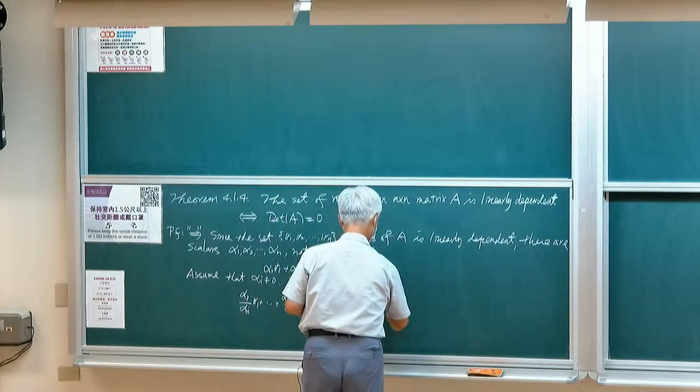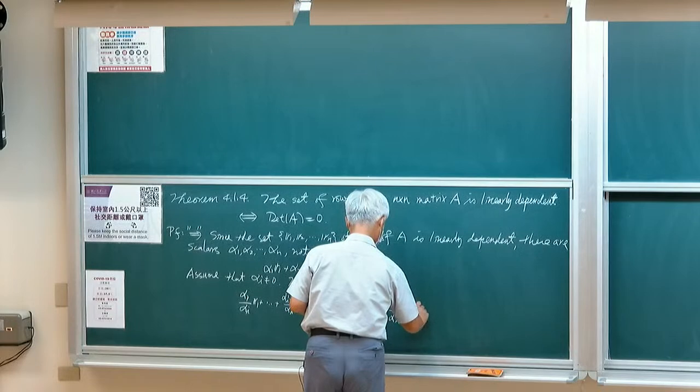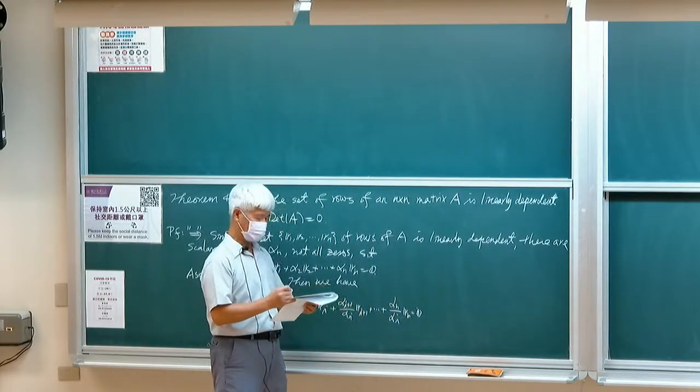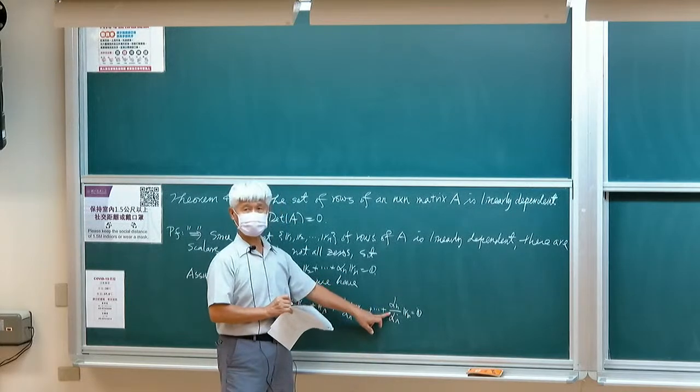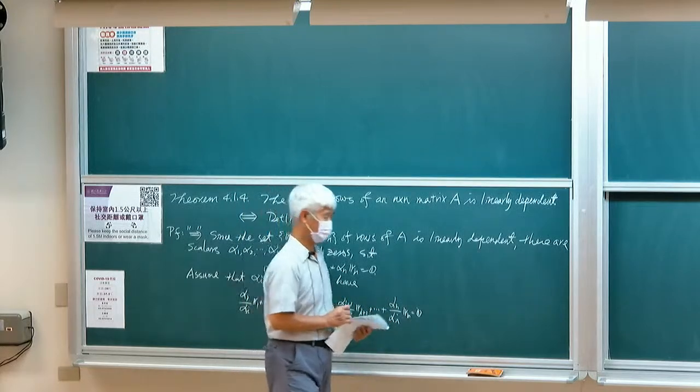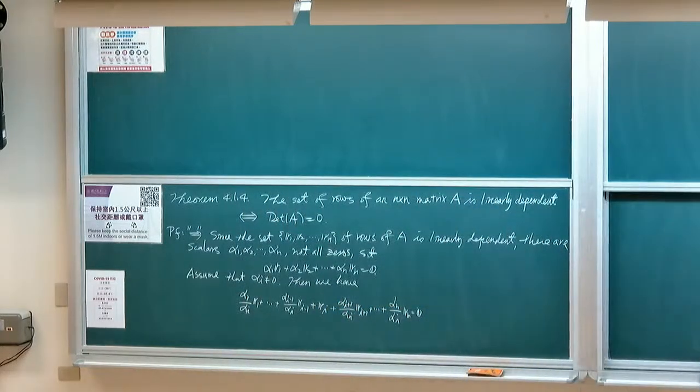Okay, now I find a typo there. I forgot to divide the last coefficient alpha n by alpha i. So please correct it in my lecture notes.